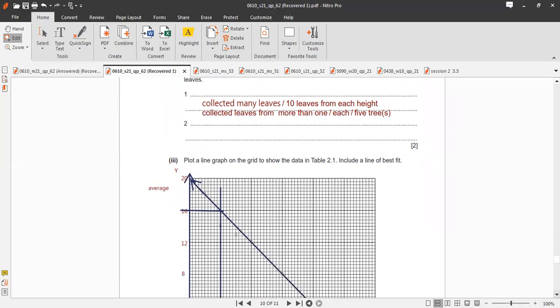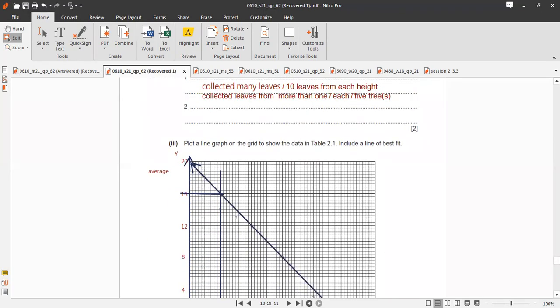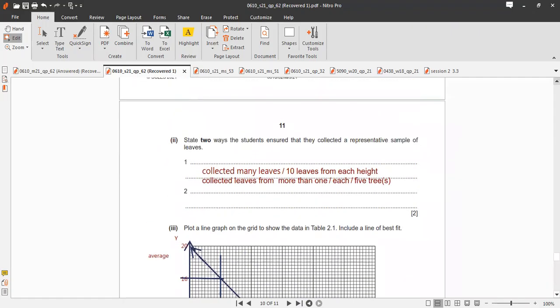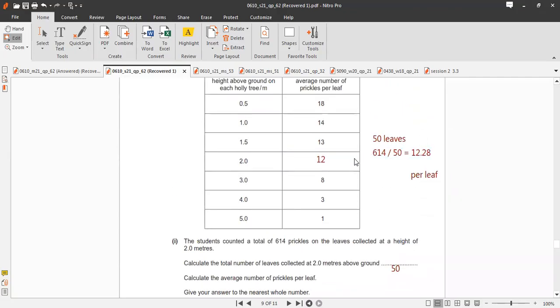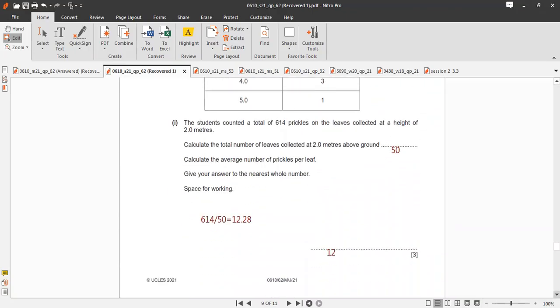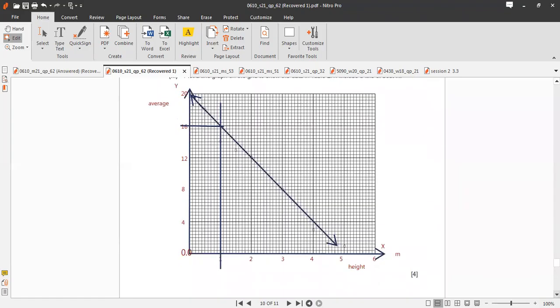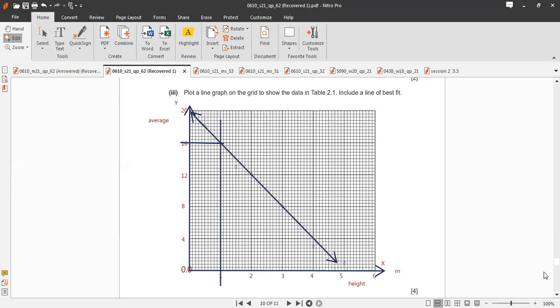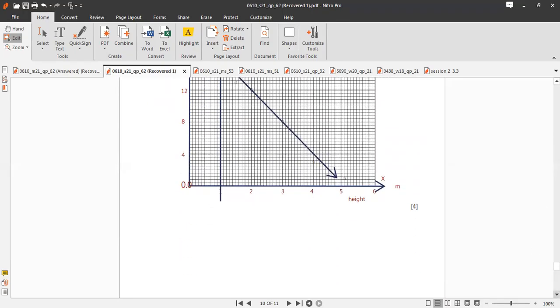Plot a line graph on the grid to show the data in table 2.1 and include a line of best fit. This is the table. Okay, the X axis is the height and the Y axis is the average. Here 0, 4, 8, 12, 16, 20 is the average, and here the height 1, 2, 3, 4, 5. And here I drew a line of best fit through the points.